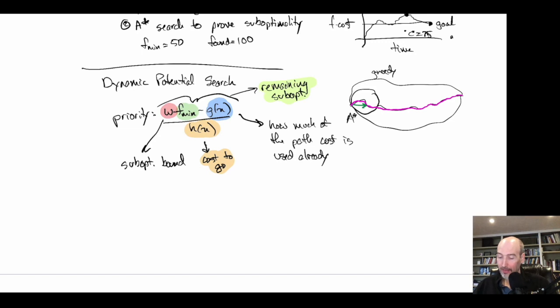Okay, and so that's what dynamic potential search does. And it must re-expand states whenever it finds a shorter path. But other than that, it's able to do this using one priority queue that's sorted in this way. Now there's one drawback here.